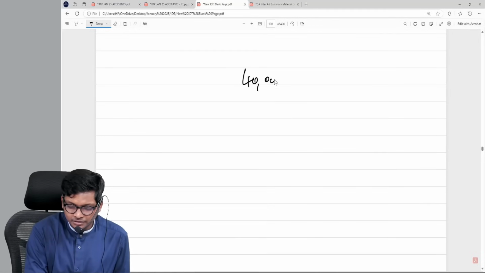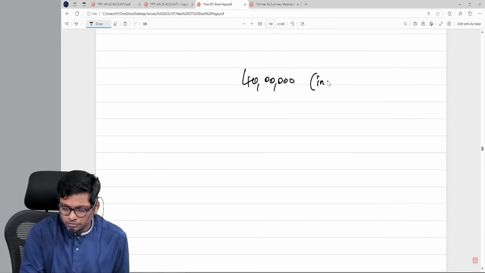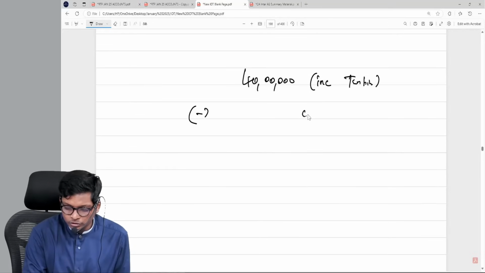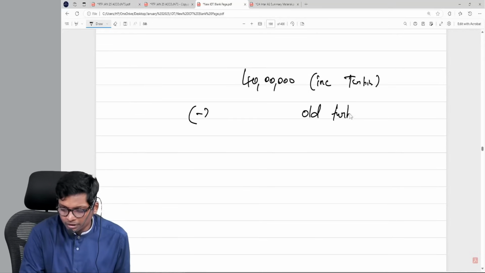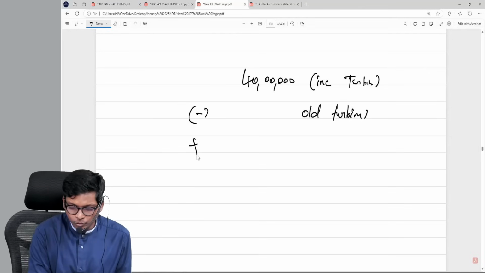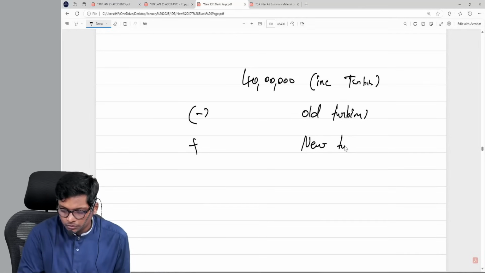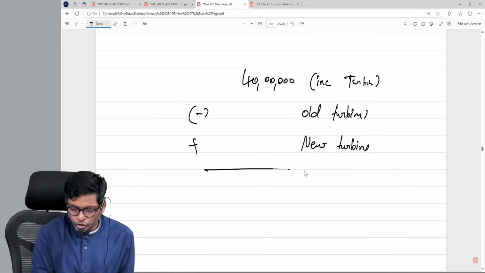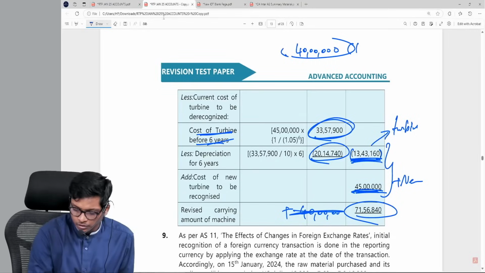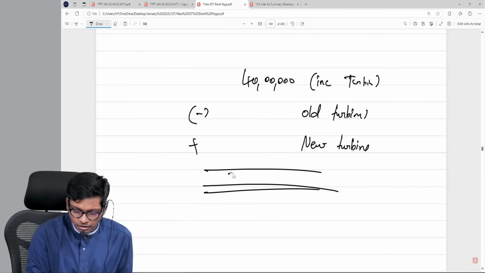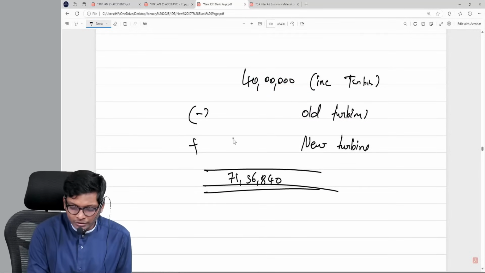So what he has done, basically I will write like this. 40 lakhs is including turbine. From this I have to reduce the old turbine and I have to add the new turbine. So you will end up with the answer of 71,56,840. 71 lakh 56,840. New turbine is how much?